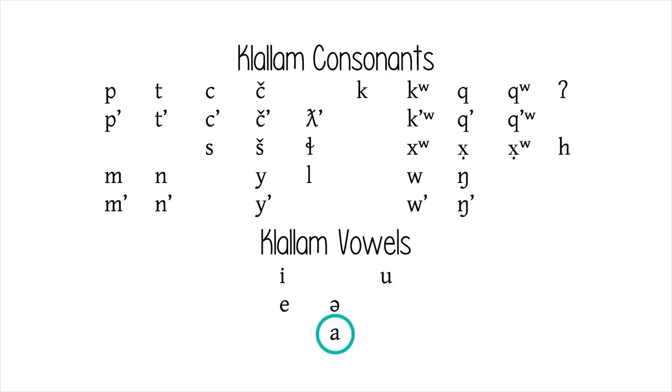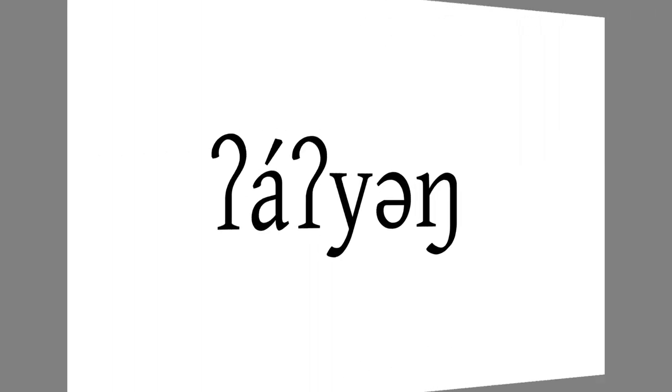The letter A in Klallam is usually slightly longer than the other vowels. It is pronounced like the vowel in the English word call. It's in the Klallam word for house.